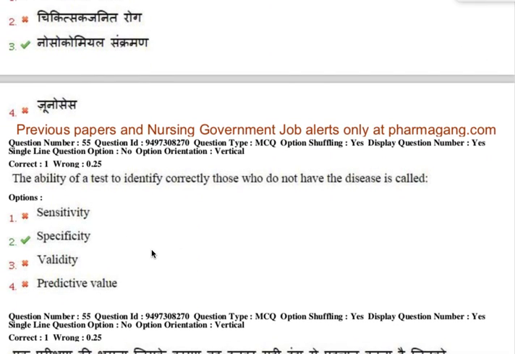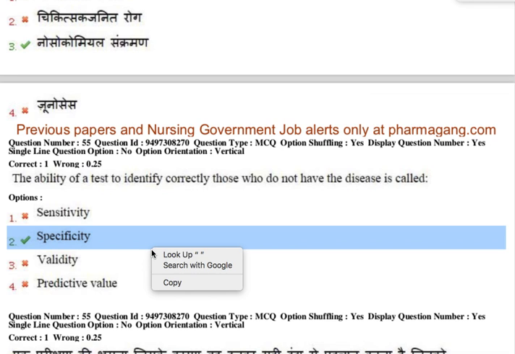Next question. The ability of a test to identify correctly those who do not have the disease is called... Right answer is second, specificity. Specificity is the ability of a test to identify correctly those who do not have the disease.